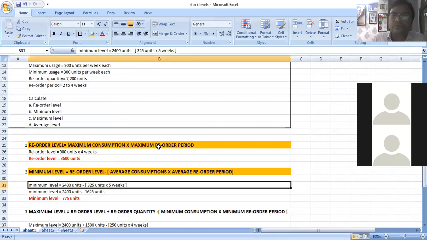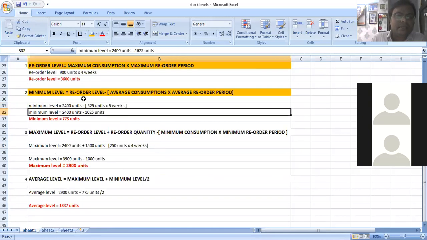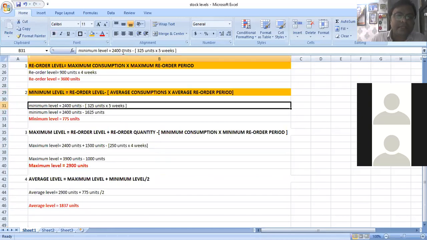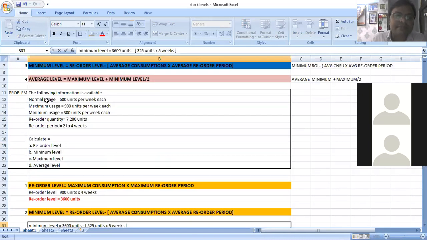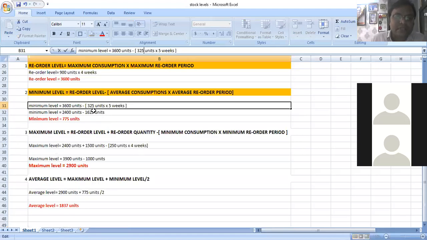Tell me, how much does it come to? What is the reorder level? How much did we find out? 3,600 units. Correct? Okay. What is the normal usage? When the normal usage is given, there is no need to calculate the average. Therefore, the normal usage is 600.